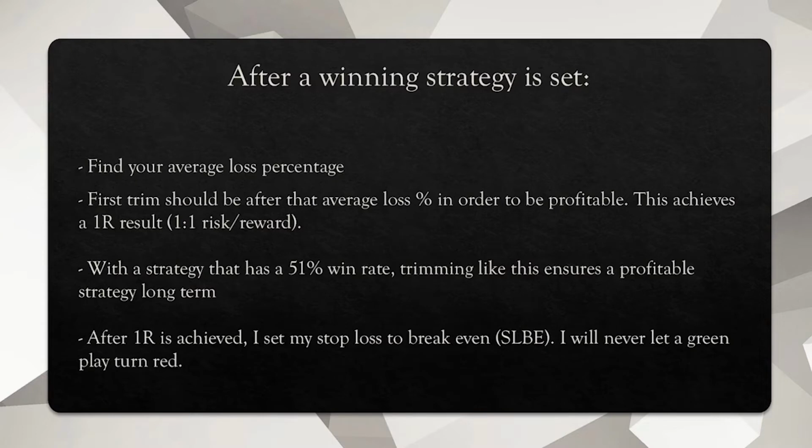This means that you achieve a 1-to-1 risk reward, or 1R. And because of that, you know that with your win rate being higher than 51%, you're going to be profitable long term. After 1R is achieved, you will see the abbreviation SLBE, which means stop loss break even. I do that because I never want a green play to turn red. Again, back to psychological trading. If I see money that I could have had, and instead of taking that money, I lose money, it's going to hurt me more than if I just don't make any money after my trim.